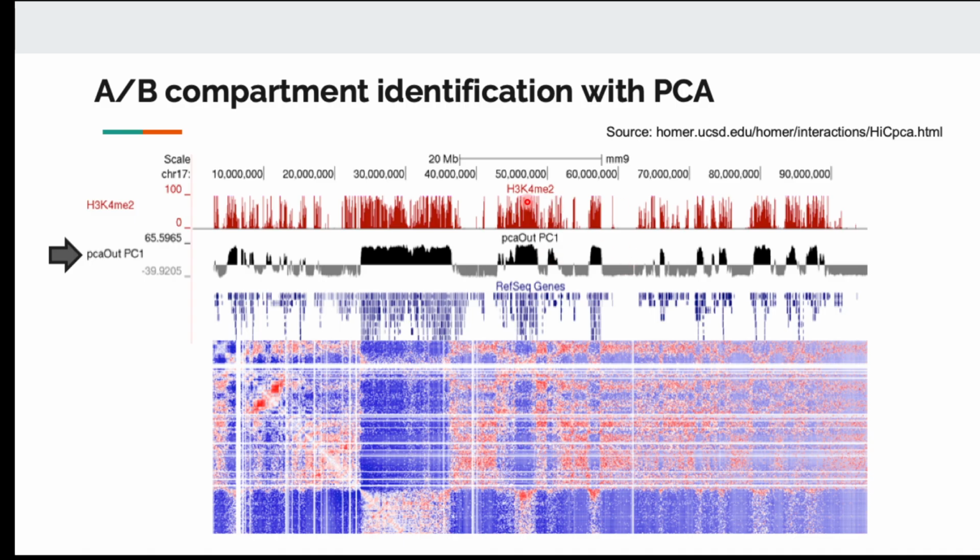So in this study, they show that if you analyze the data and identify the A and B compartments, you can confirm that they are indeed euchromatin and heterochromatin by comparing to the histone methylation profile. So H3K4 methylation corresponds to either the A or B compartment. This means that the overall structure of the genome is organized broadly into heterochromatin and euchromatin on the big scale.